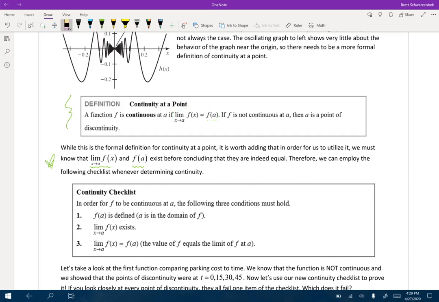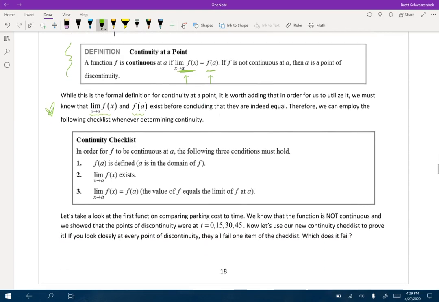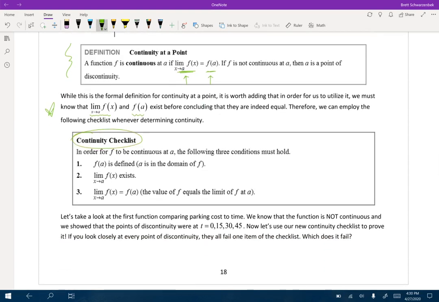Well, that's the two sides of this equation. So we have to show that this exists first. We have to show that this is not undefined. And then we have to show that they're equal to each other. And we do that using what's called the continuity checklist.